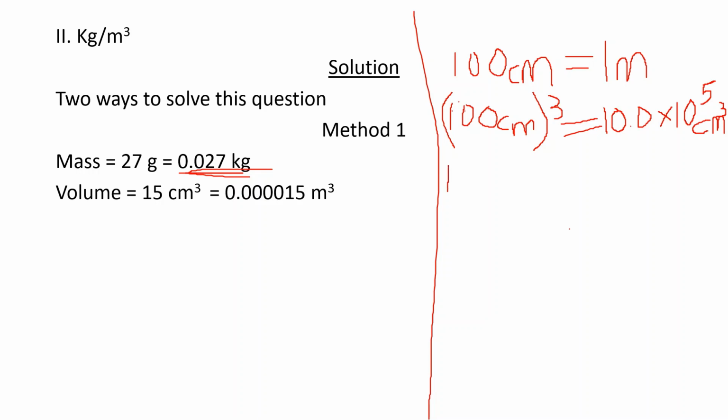Let me write it here. 1 million is supposed to have 6 zeros: 1, 2, 3, 4, 5, 6. So 1,000,000 centimeters cube equals 1 meter cube.